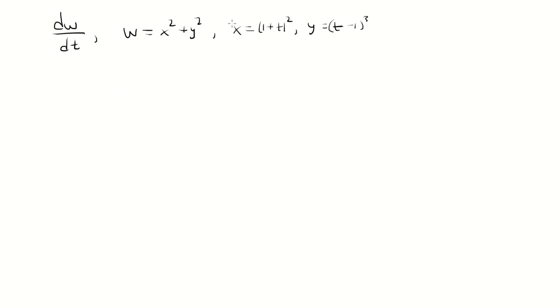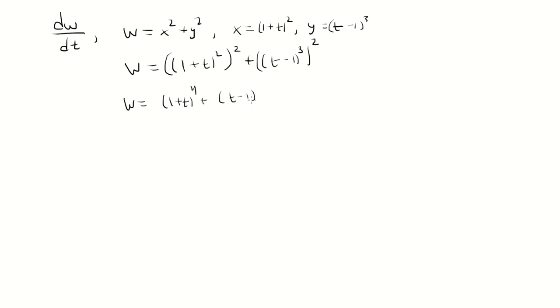You can substitute x and y in terms of t. So instead of x squared, you have 1 plus t squared squared, and then y squared would be t minus 1 cubed squared. So we're just making a substitution. And so this would be 1 plus t to the fourth plus t minus 1 to the sixth. And then take the derivative of both sides. You use chain rule. And then you get your final answer.